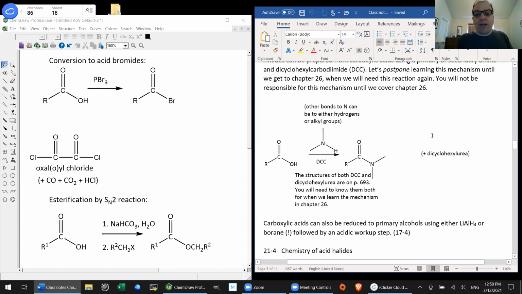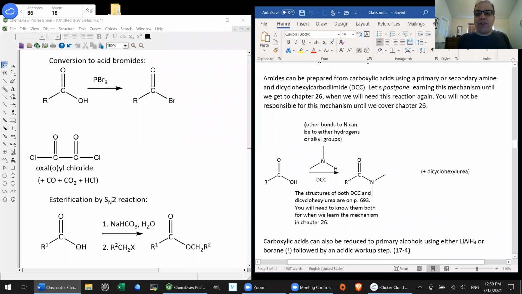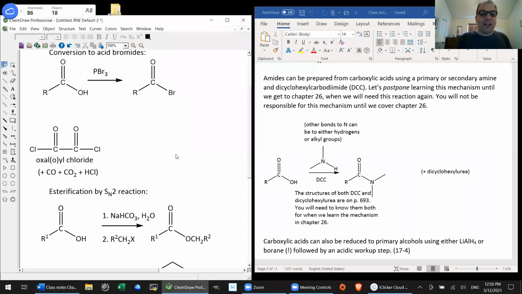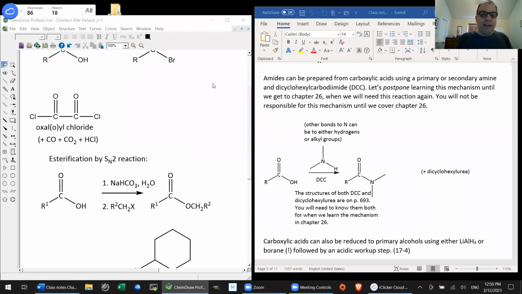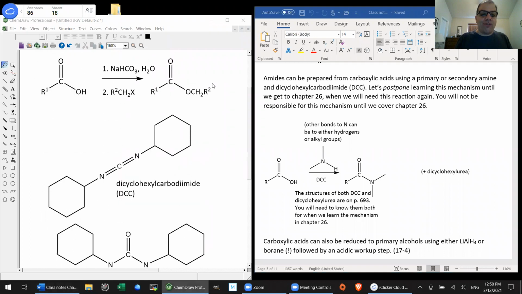Another reaction that we're going to mention here, but we're not really going to unpack until chapter 26, which I think is coming up next, actually. That's the chapter on peptides and proteins. But it is possible to convert a carboxylic acid to an amide using either a primary or a secondary amine. So you need at least one NH bond here. And a material called DCC, which stands for dicyclohexylcarbodiimide. And I just thought I'd show you what those two compounds look like.